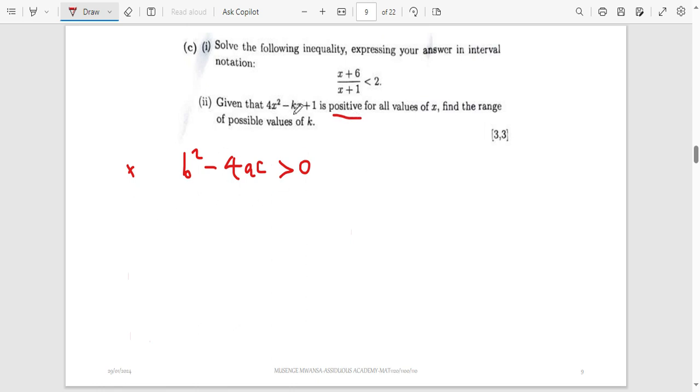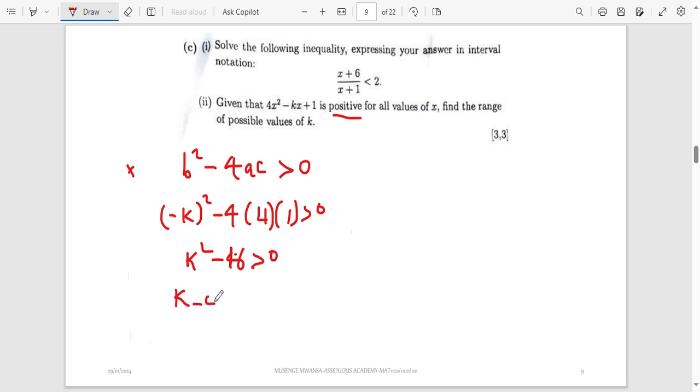So b here is the number in front of x, that is a negative k. So negative k squared minus 4a is 4. The number in front of x squared. C is a 1. Should be greater than 0, meaning negative k squared is positive k squared. Negative 4 times negative times 4, that is negative 16. Should be greater than 0. This is the same as k minus 4, k plus 4 is greater than 0. Equate this one to 0, going to find that k is equal to 4. Equate this one to 0, going to find that k is equal to negative 4.